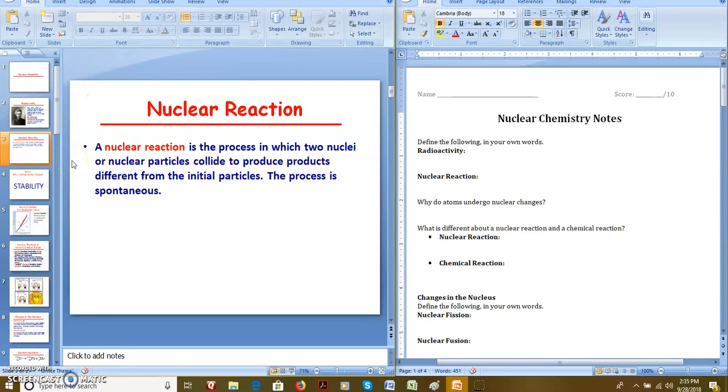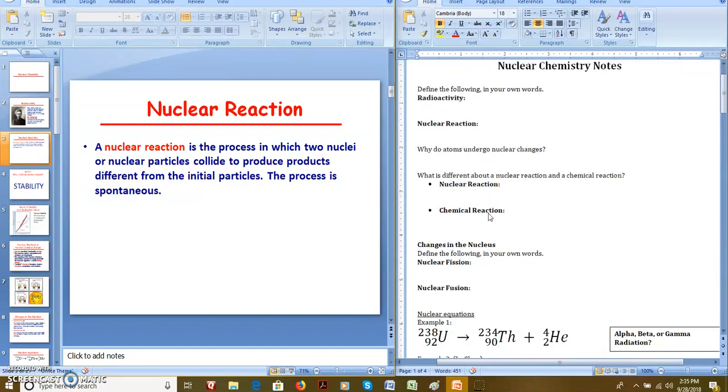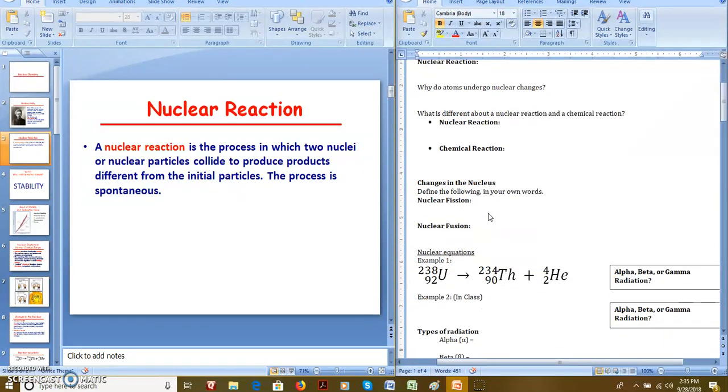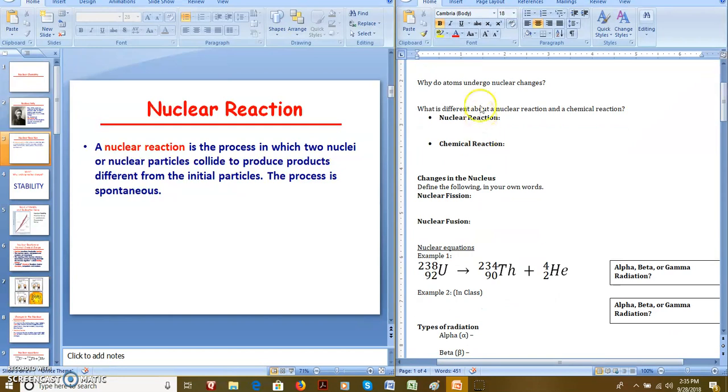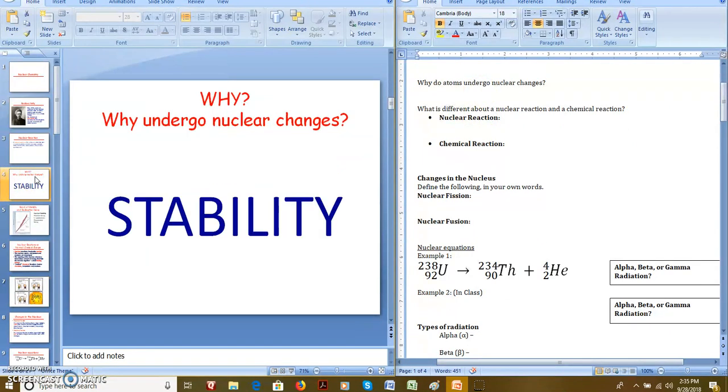So, why do atoms undergo nuclear changes? Why would they want to break apart? Why would they want to come together? All those good things. Well, the answer is stability. If my atom can become stable by losing a little bit of mass or losing a neutron or a proton or something like that, that's what's going to happen.